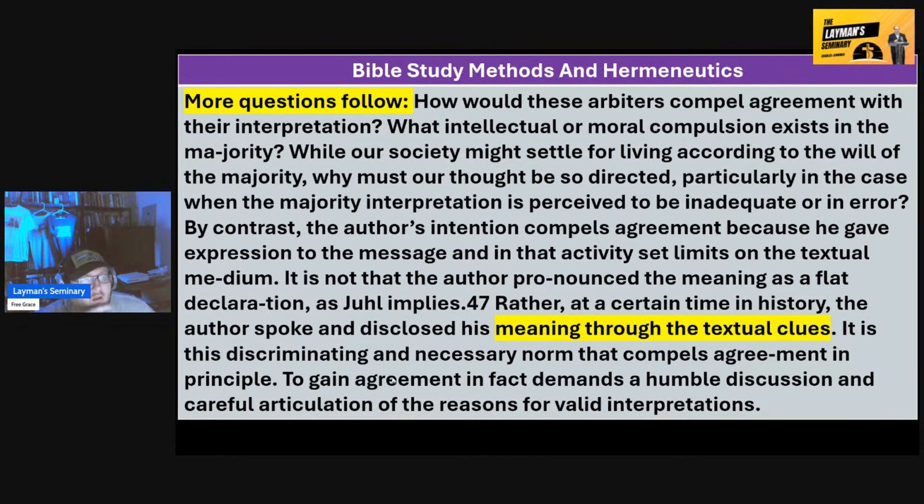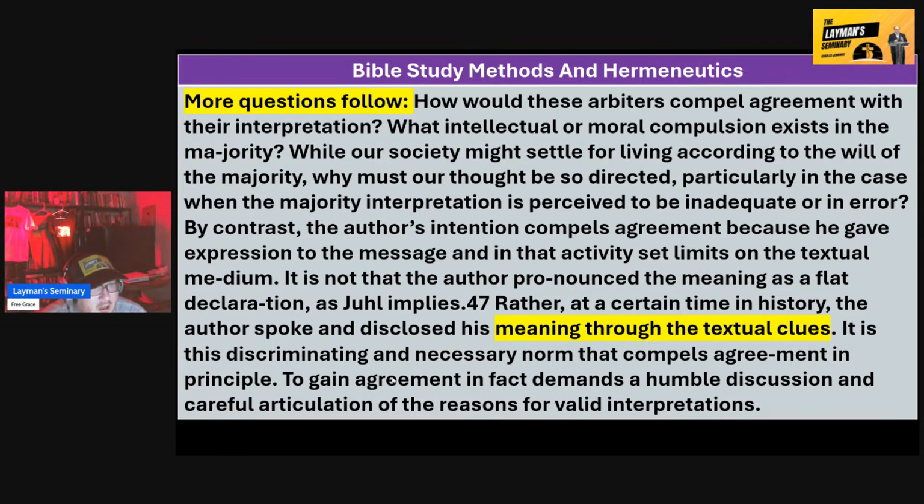More questions follow. How would these arbiters compel agreement with their interpretation? Compel, force, in other words, enforce it even. What intellectual or moral compulsion exists in the majority? Majority of who? The majority of scholars or the people that elected them? While our society might set up for living according to the will of the majority, why must our thought be so directed, particularly in the case when the majority interpretation is perceived to be inadequate or an error? In other words, just because we do things democratically doesn't mean that we need to approach this democratically, or representative democracy, actually, more like this.